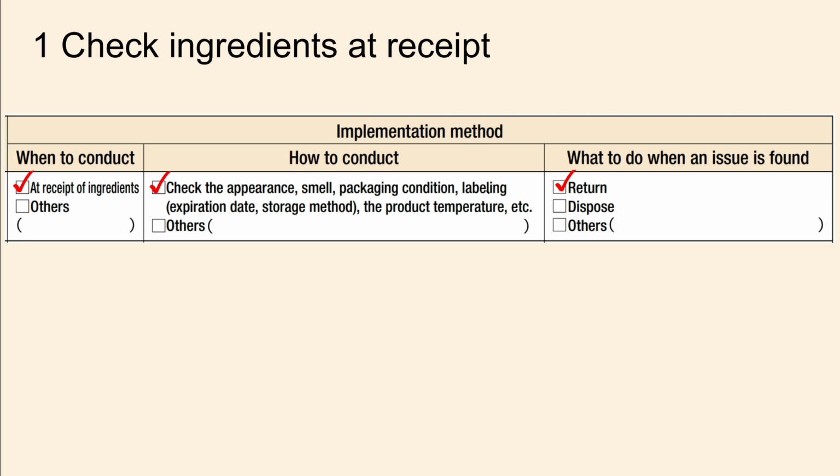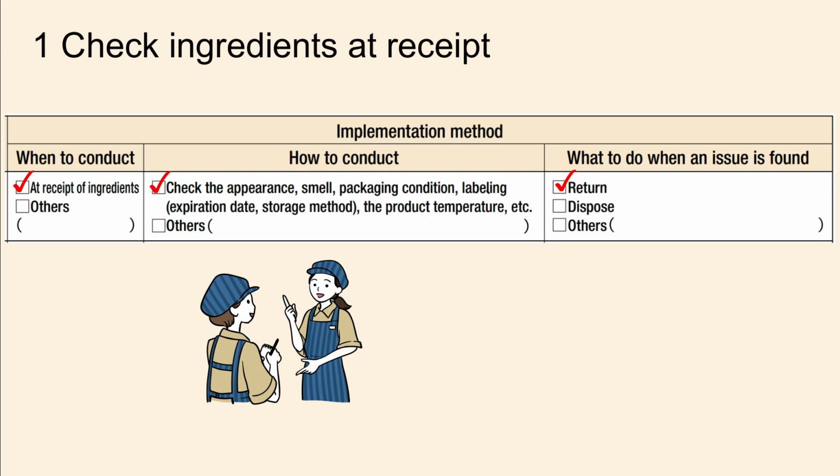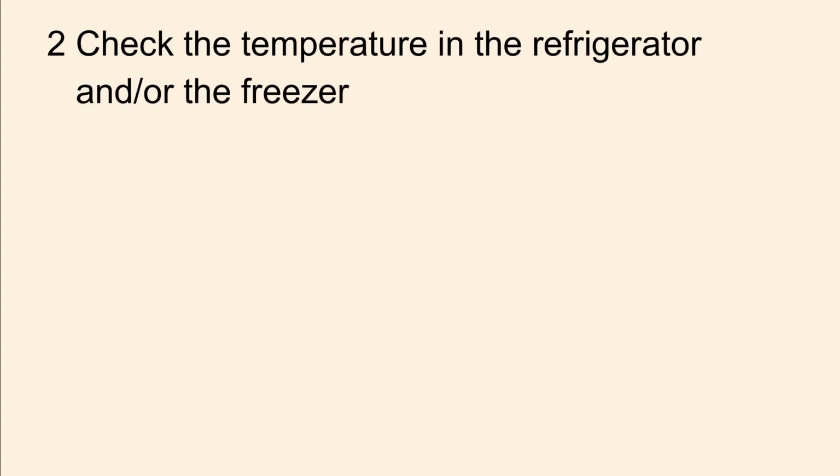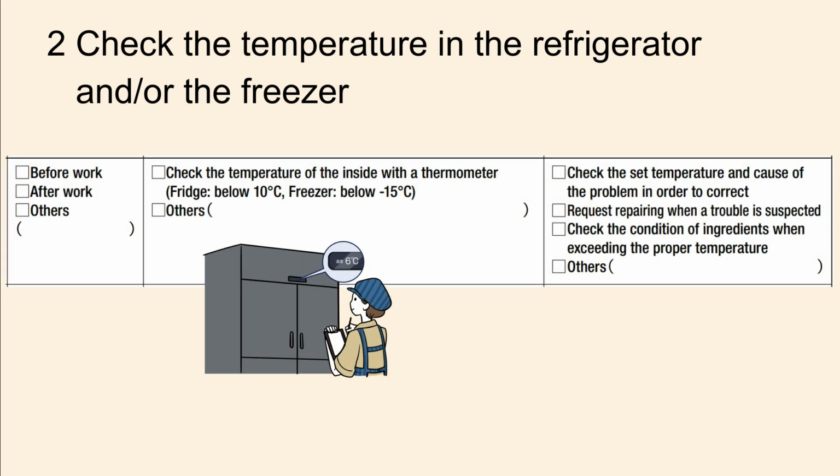Importantly, when you create such a plan and ask your employees to follow it, be sure to explain to them why these items are necessary. Otherwise, they may just implement what is written and overlook any problems that may arise. The second item is check the temperature in the refrigerator and/or the freezer. As before, check the boxes for when to conduct, how to conduct, and what to do when an issue is found. Importantly, be sure to explain to your employees why this item needs to be done.